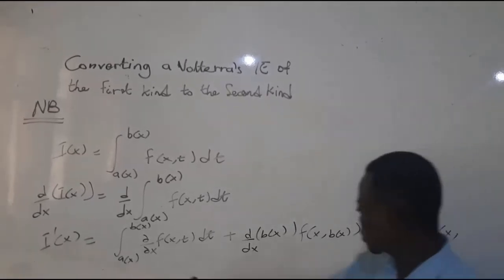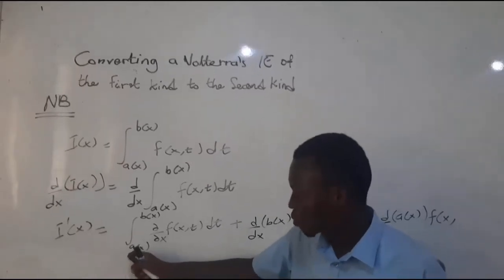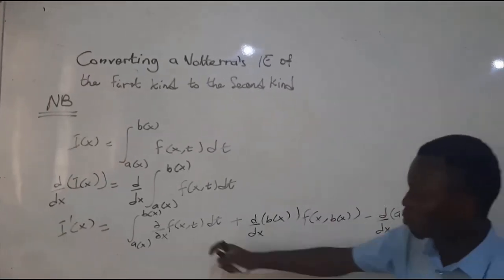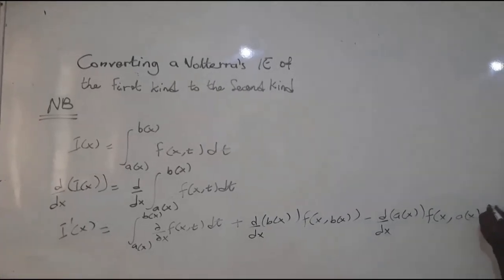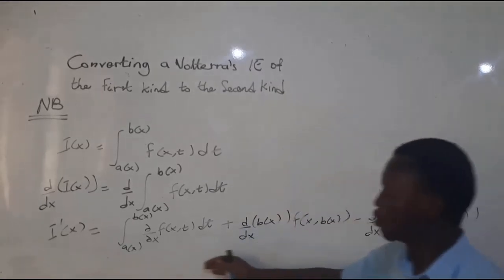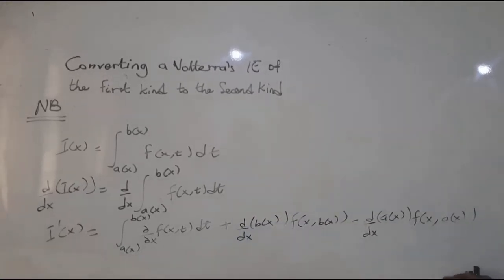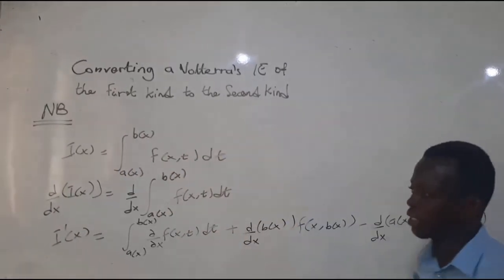And you replace the variable t with a(s). So this is the theorem we are going to use. That's the differentiation under the integral sign in converting Volterra's integral equation of the first kind to the second kind.